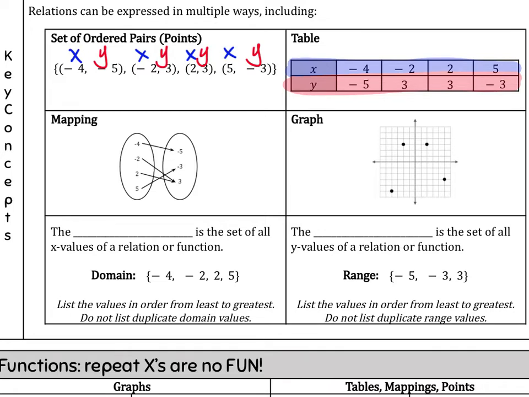If we're looking at mapping, our x values go on the left. I'm going to highlight those in blue. And then our y values are those that are on the right, and I'm going to highlight those in red.